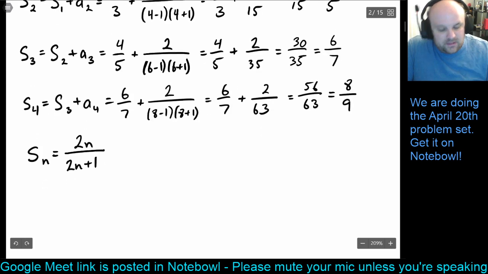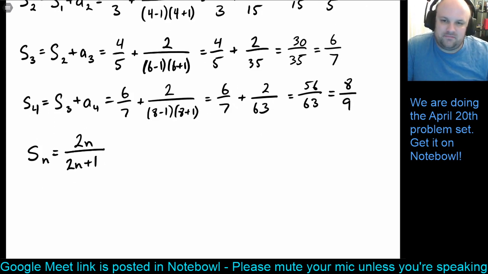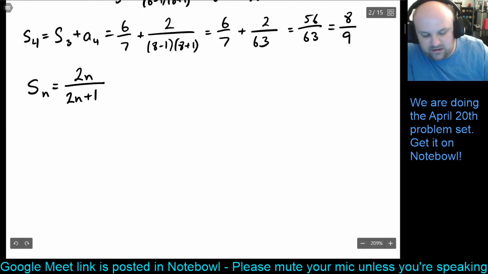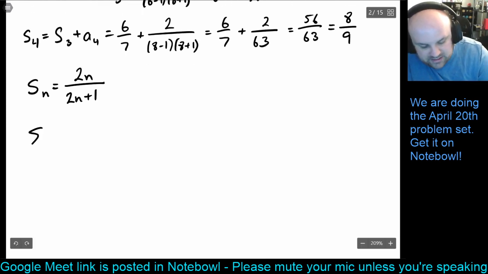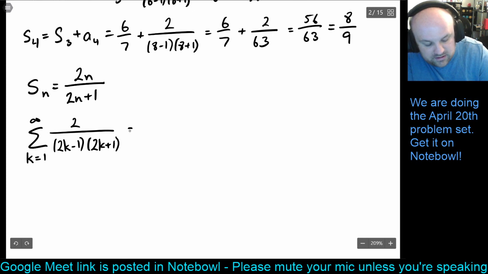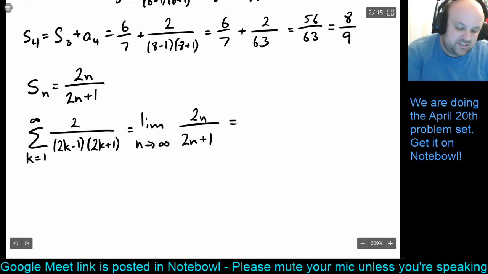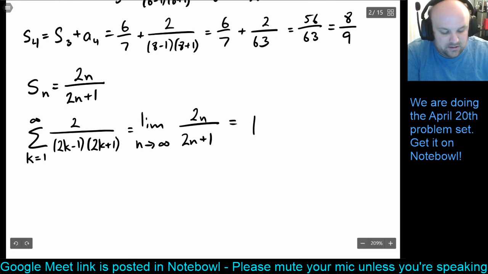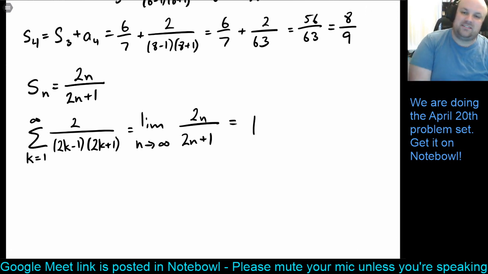Right? So now that you have that, now we can say, all right, well, the limit, so this sum here from k equals 1 to infinity of 2 over 2k minus 1, 2k plus 1, this is going to be the limit as n goes to infinity of 2n over 2n plus 1. So interestingly enough, this is actually just 1. So this sum also adds up to 1.